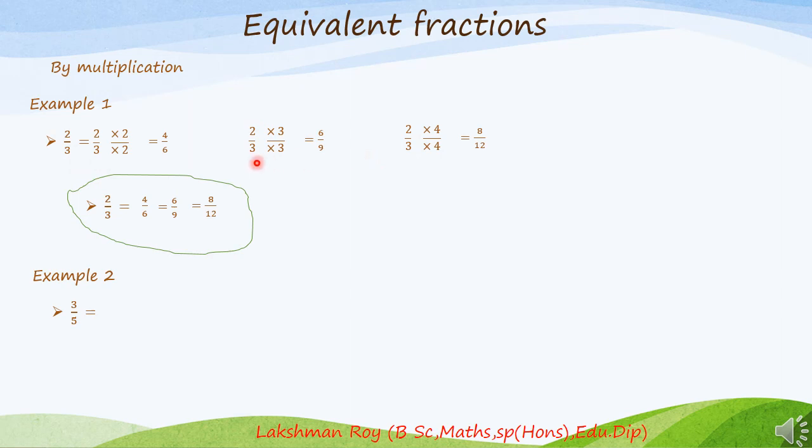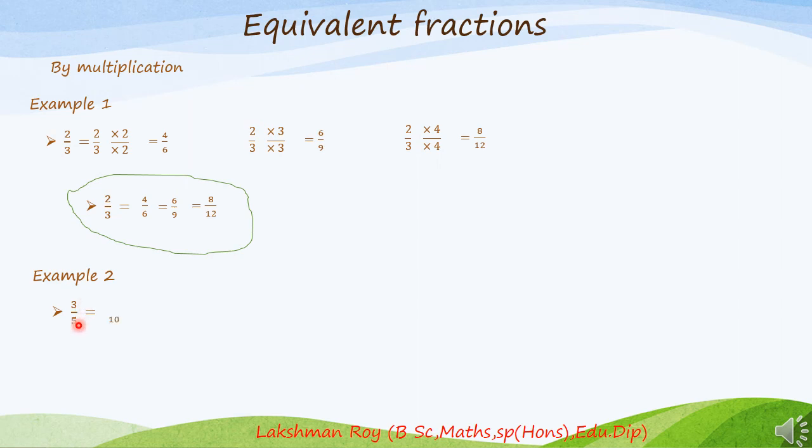Now in this example I am going to explain how to write equivalent fractions without the multiplication method. Here we have 3/5. First I am going to find an equivalent fraction by multiplying by 2. Both numerator and denominator are multiplied by 2. So 3 multiplied by 2 is 6, and 5 multiplied by 2 is 10.